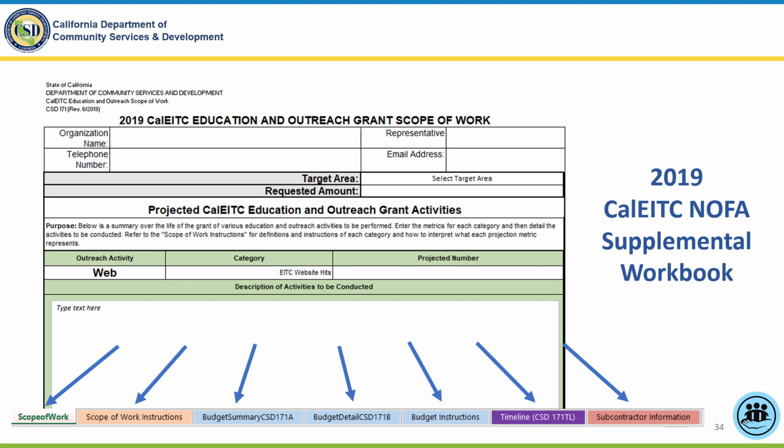Please keep in mind the following parameters for the supplemental workbook as a whole. For the supplemental workbook, there is no page limit. Please use whole numbers for the projections. Indicate not applicable or NA if not conducting that activity. For projections and description of activities to be conducted, please follow the definitions in the scope of work instructions on the Instruction tab. For narrative, please follow the directions indicated in the instructions on the Instructions tab.